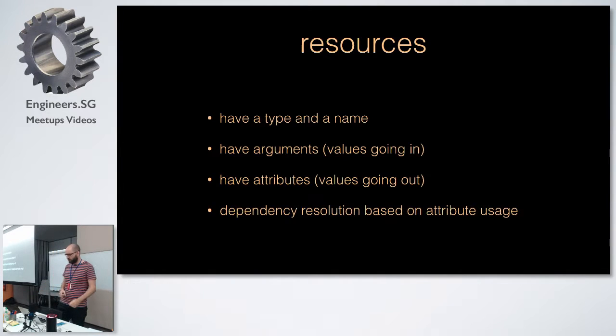Cool, 2 minutes left. Okay, right, so resources have a type and they have a name, and you give them the name. And they have arguments, stuff that you specify. And attributes, in the end, once they are done. For example, an EC2 instance will have an IP after it's been created. And you can use these attributes as arguments for other resources, so you have a dependency graph in the end, and hook it all up.